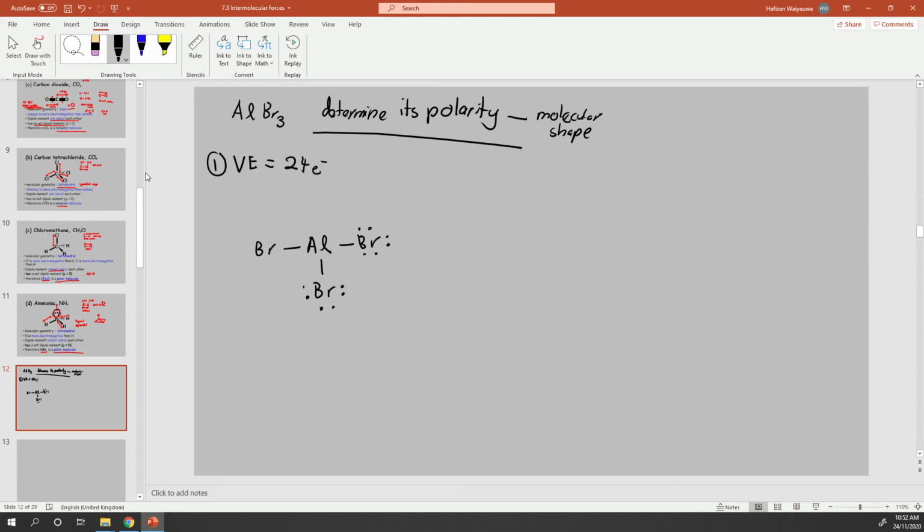So berapa dah elektron yang kita dah use? Kita punya 18 as lone pairs dan kita ada 6 bonding pairs. So 18 tambah 6 berapa? 24. Yes. But aluminium belum lagi octet. Boleh ke? Ya, boleh. Betul. Ingat tak?